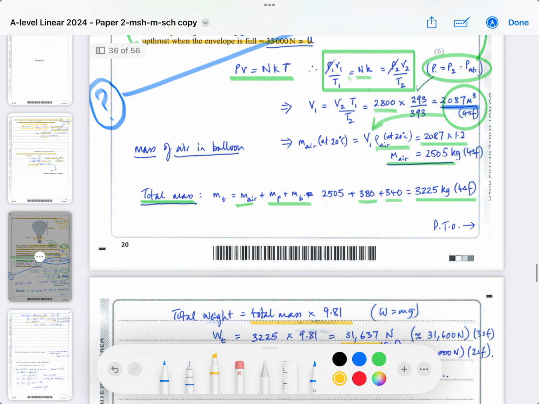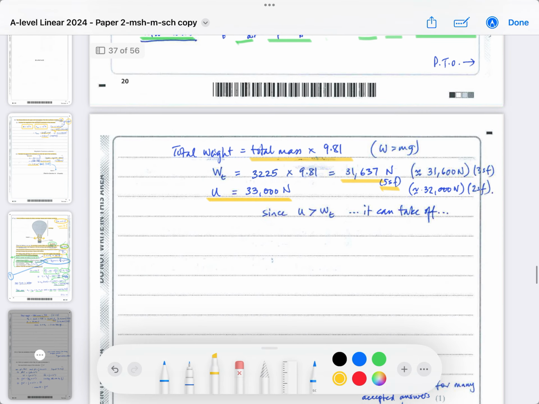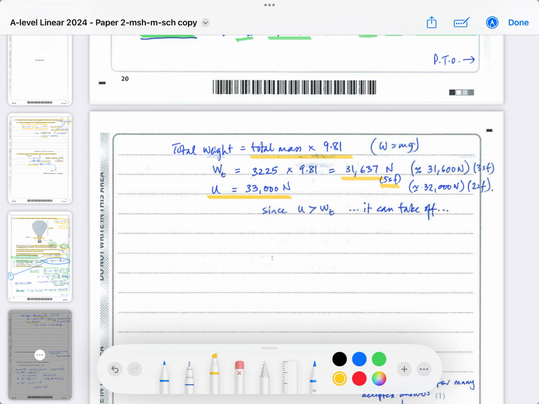All we had to do was to work out whether the weight is less than 33,000, and it comes to 31,600 to 3 significant figures, and the upthrust was 33,000. So if you want to do it till 32,000, there's still more upthrust than weight, so it will take off. Okay, I think I got through that okay, having done this a few weeks ago.